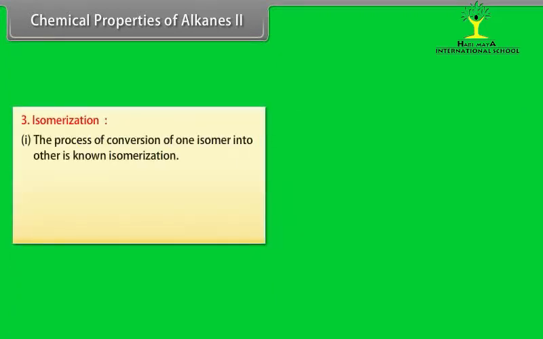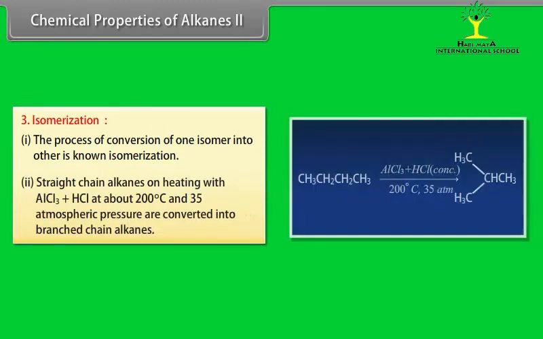Isomerization. Number 1. The process of conversion of one isomer into another is known as isomerization. Number 2. Straight chain alkanes heated with AlCl3 plus HCl at about 200 degrees centigrade and 35 atmospheric pressure are converted into branched chain alkanes.